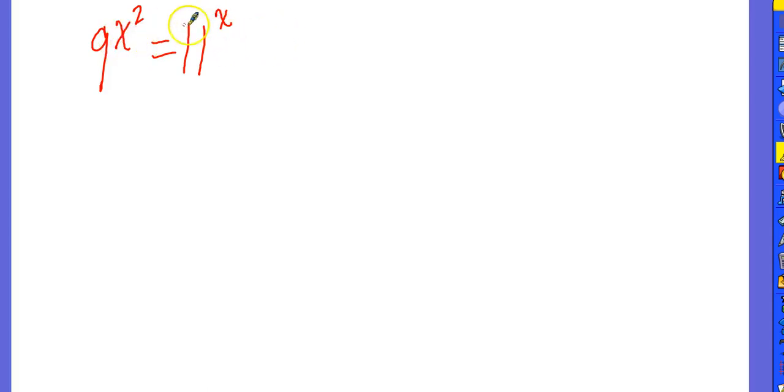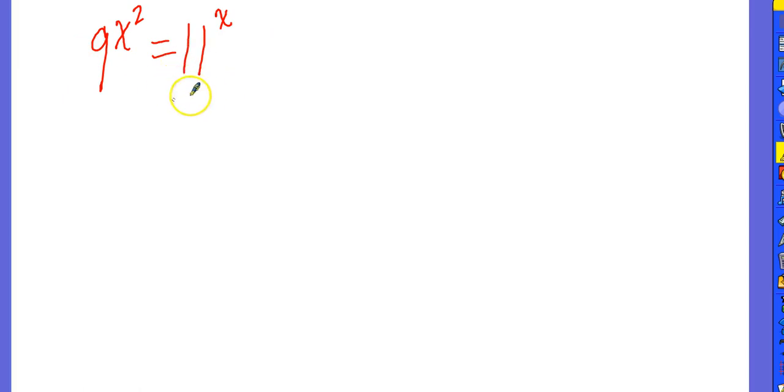I can see one right now. I could see that x equals 0 would actually work, because that would be 9 to the 0 equals 11 to the 0, which is 1 equals 1. So I can already see one of the answers just logically. But that's not the only answer. So let's see how we find the other one.